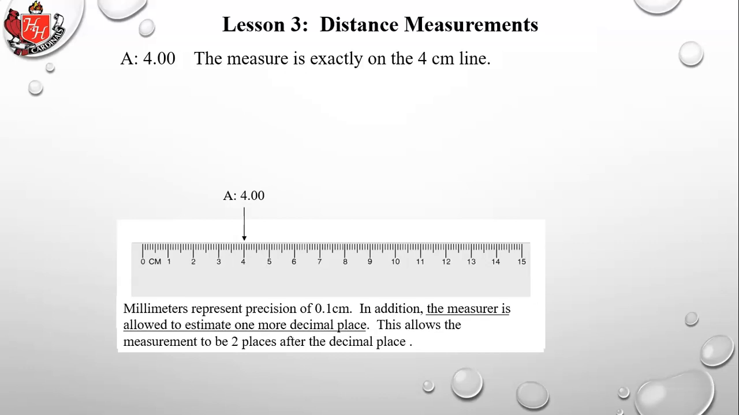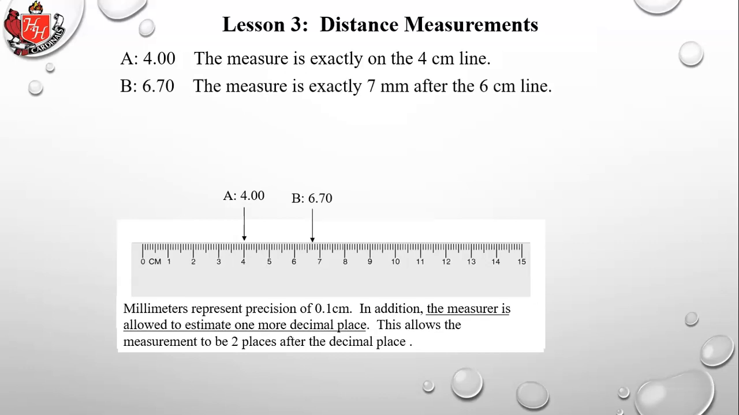So we can definitely see to 4 point something. In this case, it's 4.0. But if it were over a little to the right, it would be 4.1 or 4.2. Okay? So millimeters represent precision of 0.1 centimeter. In addition, and this is key, the measurer is allowed to estimate 1 more decimal place. This allows the measurement to be 2 places after the decimal. Okay, so you're going to see some examples of that. But when you're measuring this, you can go 2 places after the decimal.